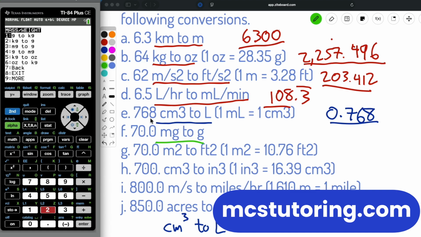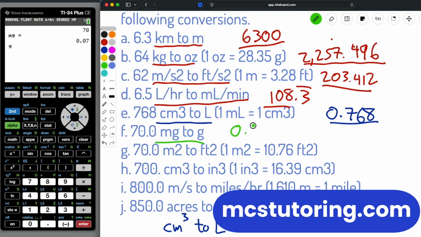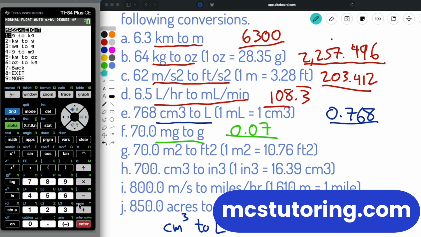I'm going to go mg to g, option 3, milligrams to grams. And then how many milligrams do we have? Looks like we've got 70. And we've got 0.07 grams. I'm not labeling units, which I know is terrible. So, please forgive me on that one. I'm more of a math background than a science. So I have a lot of bad habits, I guess.